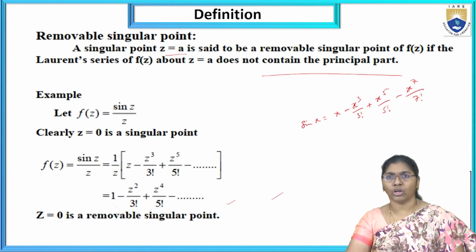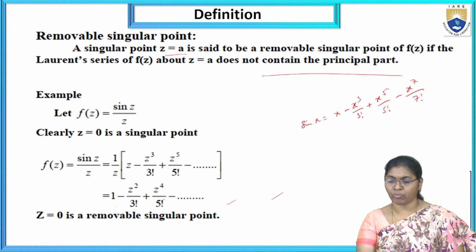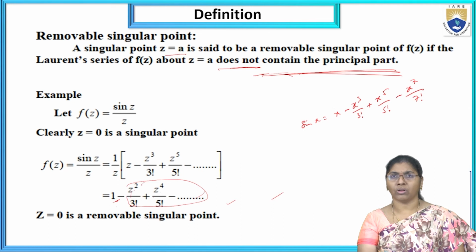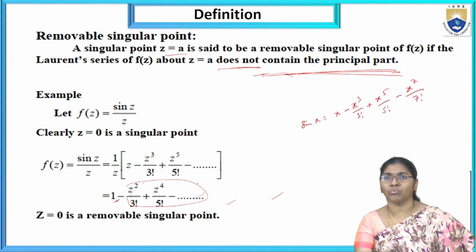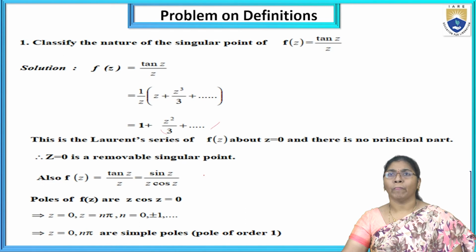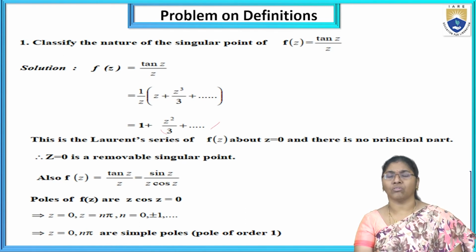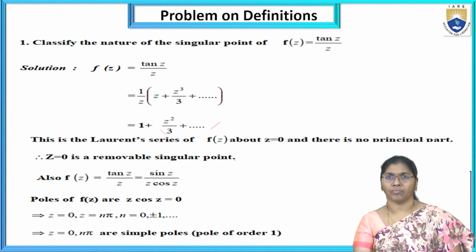Why? Because in a singular point, the principal part is eliminated. It does not contain the principal part. That means we are removing this part. Only we get 1, 1 minus 0 plus 0, something. Only we get 1. The principal part is removed, then it is called an immovable singular point. Similarly, in this problem also we get like that: 1 plus, and this part is removed. It does not contain a principal part, so it is called an immovable singular point.